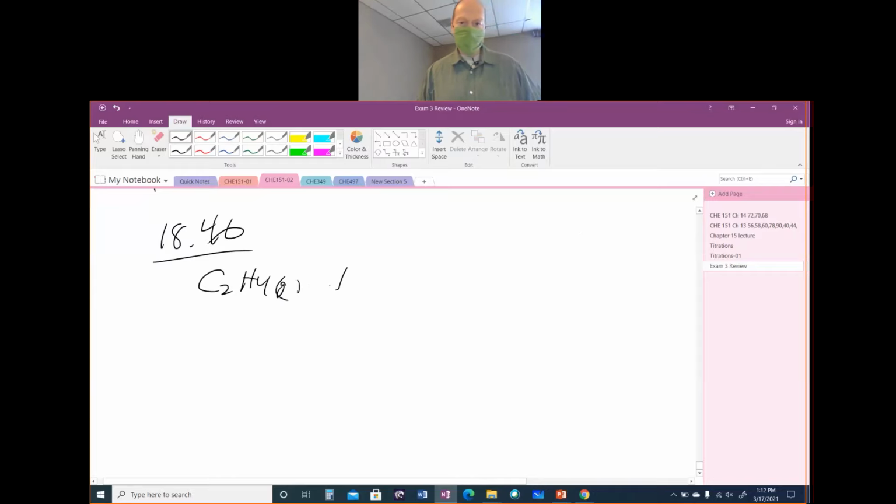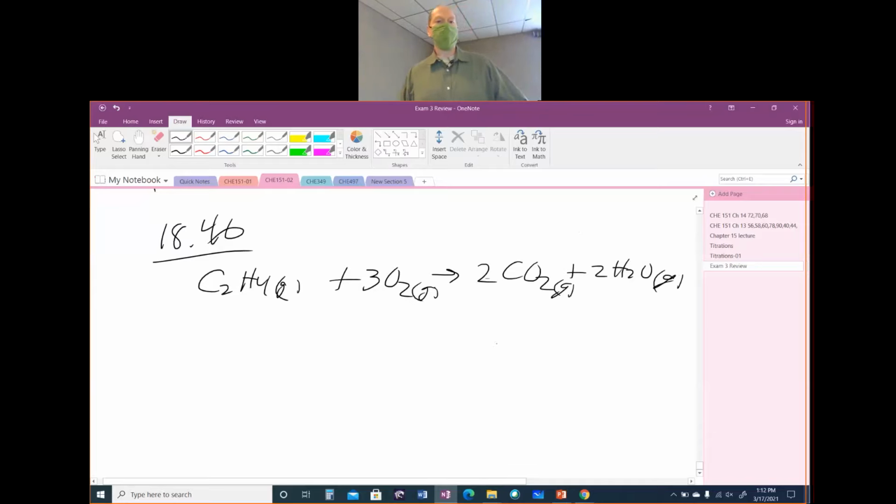plus 3O2 goes to 2 CO2s plus 2 H2O. We have to put everything as a gas. Everything is a gas. All right, and so you have 4 moles of gas going to 4 moles of gas. So you cannot predict the delta S for this one. You would have to calculate it. But delta S is not the question. The question is delta G.